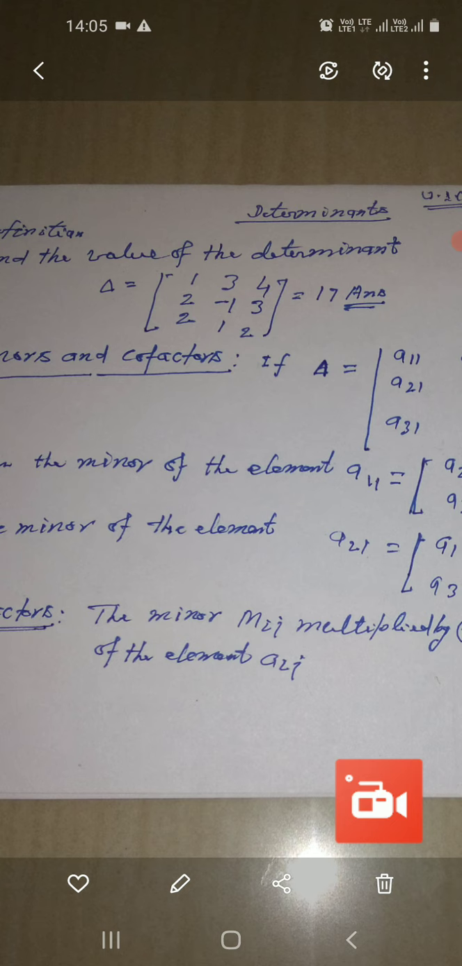Delta is equal to, in first row, 1 3 4, in second row 2 minus 1 3, and in third row 2 1 2. You have to find its value, and after solving you will get its value as equal to 17. So do it yourself. This is very simple.